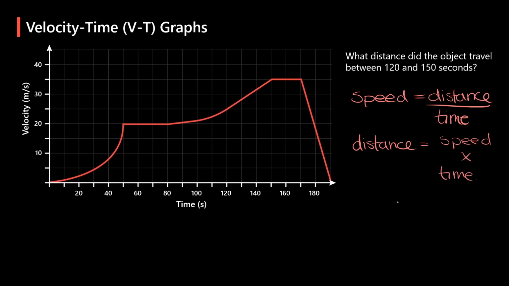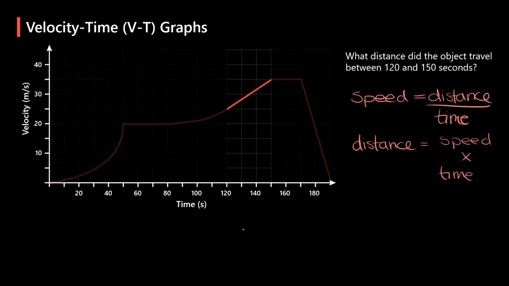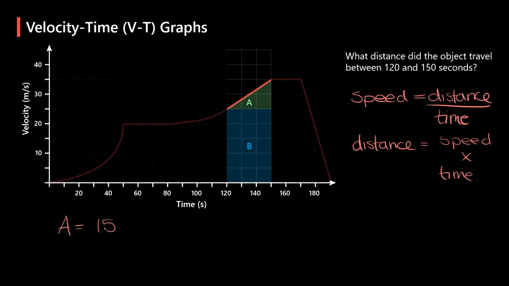We're only focusing in this region, so we need to find out the area under the line here. The area underneath it forms a compound shape, so we'll split it into two shapes, a triangle A and a rectangle B. The area of a triangle is half base times height, so 15 multiplied by 10, giving us 150 meters.